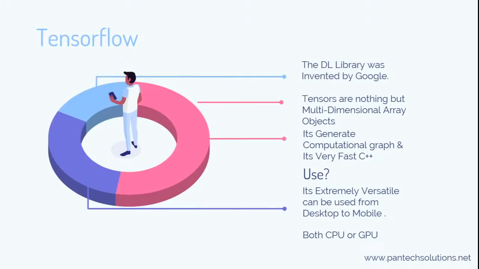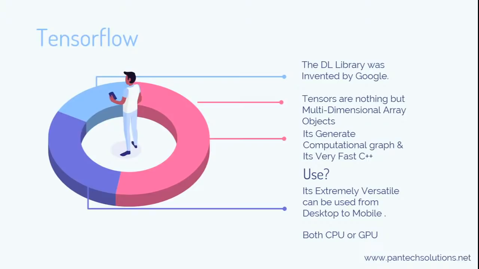And then TensorFlow is nothing but a library invented by Google. Okay, so Google introduced the library, and tensors are nothing but multi-dimensional array objects. Okay, so if you are giving any data, or if you are creating neurons, it's based on multi-dimensional arrays only. So it generates computational graphs, and it's fully written in the C++ language only.